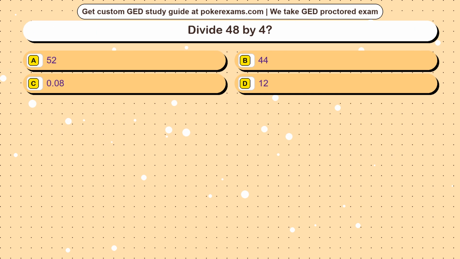Question 8. Divide 48 by 4. Option A, 52. Option B, 44. Option C, 0.08. Option D, 12.